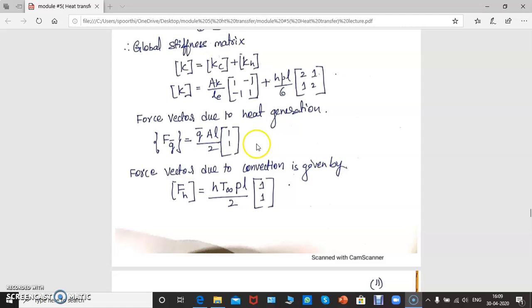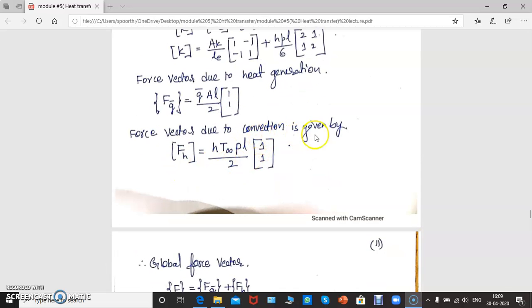Now, I have directly written the final equation without deriving it. You can refer to any textbook. Now F_Q bar, that is the force vector due to heat generation, because in this context there is heat generation. What you get is Q bar A L by 2, 1 1.